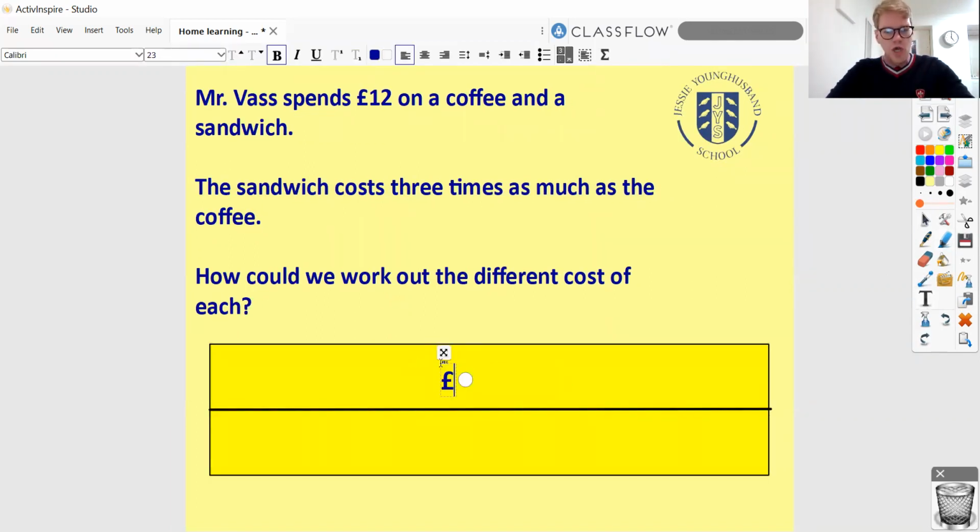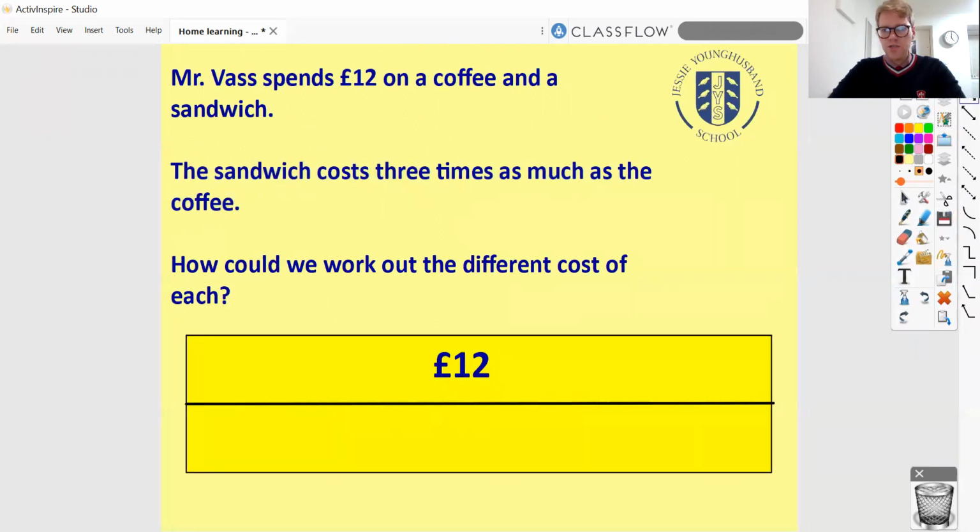Now, we know that the total cost of both items was £12. So we know that the sandwich and the coffee together are going to be £12 in total. It also says the sandwich costs 3 times as much. So what I'm going to do then is I'm going to separate this up into 3 blocks, and that's going to represent my sandwich, and another 1 block, which is going to represent my coffee.